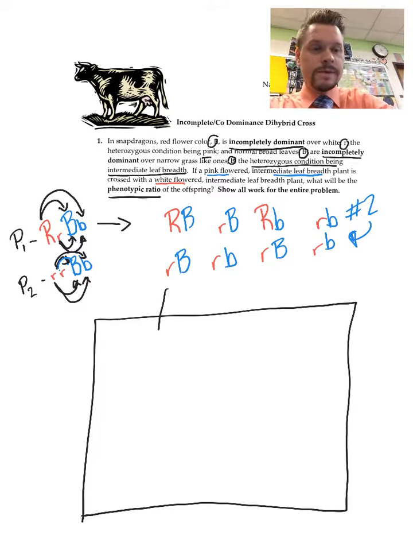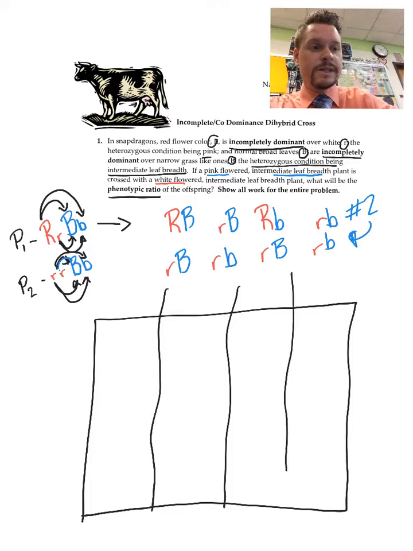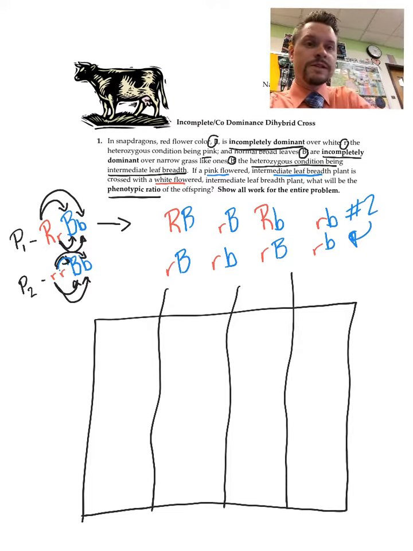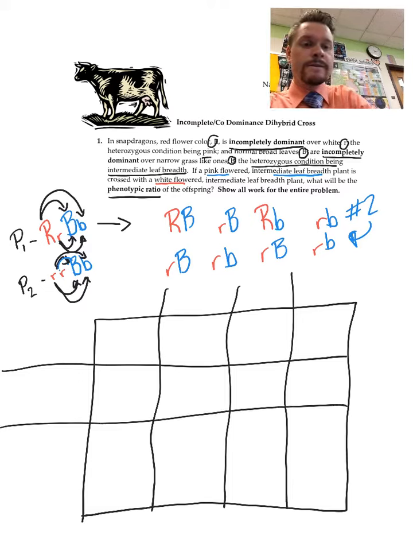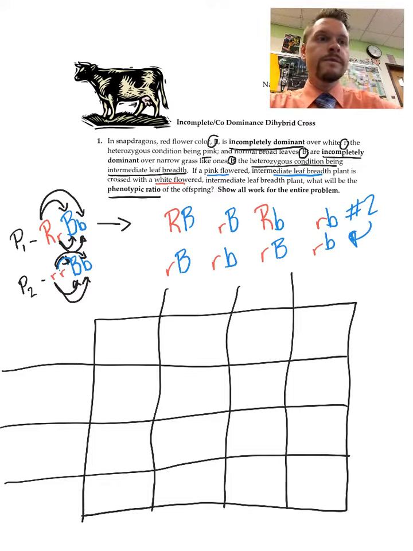So you have all your spaces. Try to give yourself enough space that you can write inside of them, because you're going to end up writing 4 letters inside each box. There we go. And then you can either take parent one, put them on the top, parent one, put them on the side, whichever you want. It doesn't really matter. I'm just going to go ahead and write all of them in real quick.